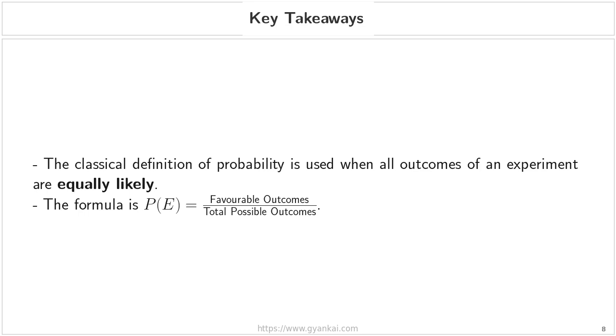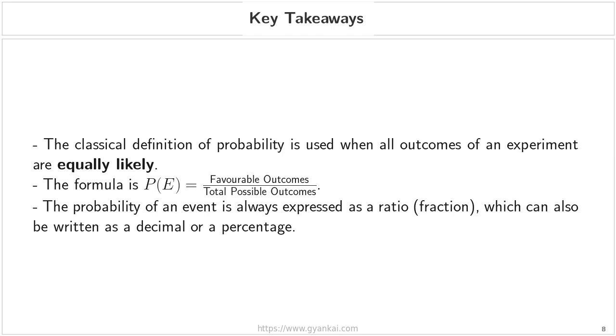Second, keep the core formula at the front of your mind. The probability of an event, which we denote as P of E, is calculated by taking the number of favorable outcomes and dividing them by the total number of possible outcomes. Third, keep in mind how we present our final answers. Probability is essentially a ratio, so it is most commonly expressed as a fraction. However, depending on what your question asks for, you can also represent this value as a decimal or even a percentage.